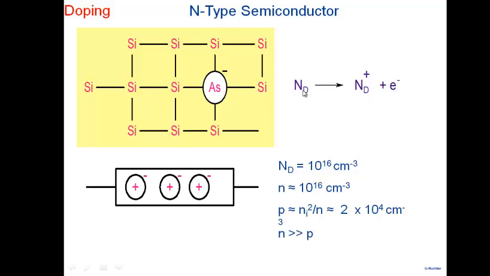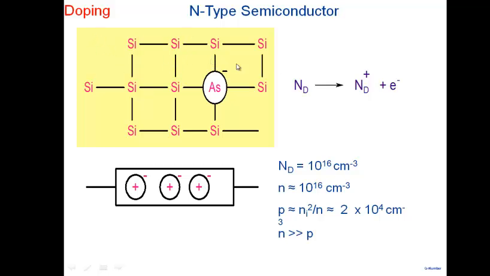Donor atom, of course, is large. Arsenic atom is large, is positively charged. It cannot move. It's immobile. What moves is the electron that goes into the conduction band here. And this is a semiconductor in which we have added these donor impurities.